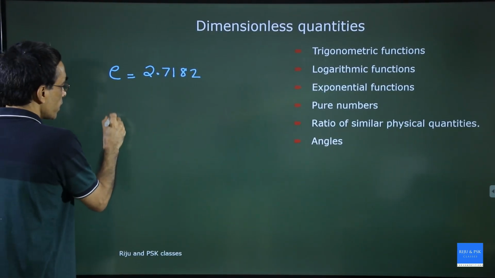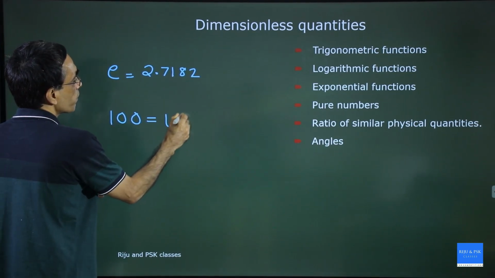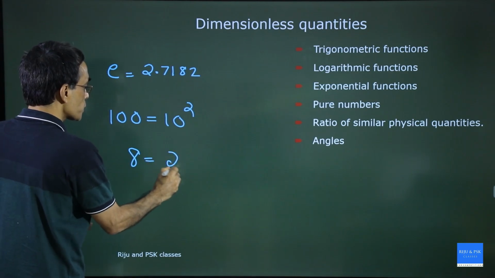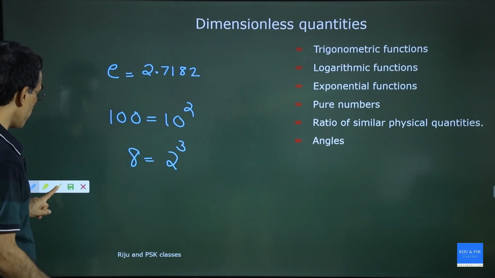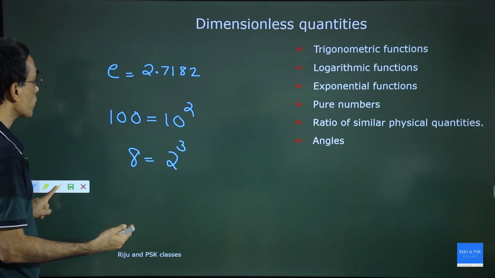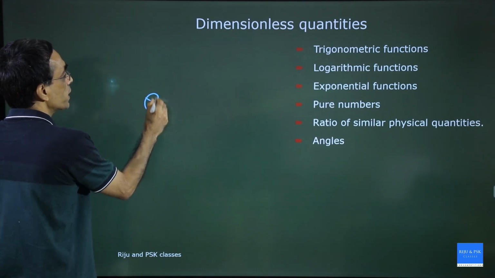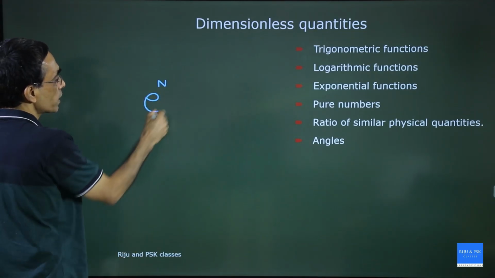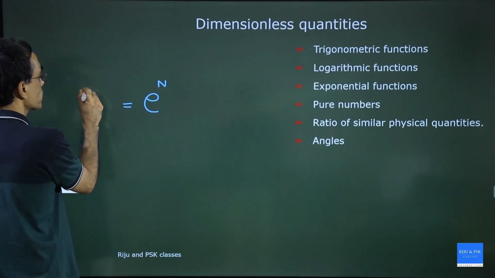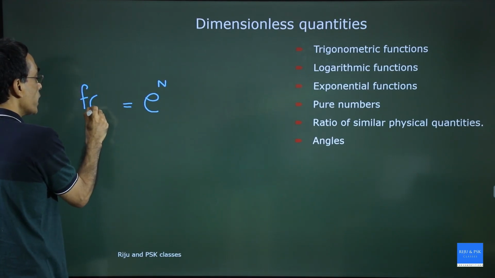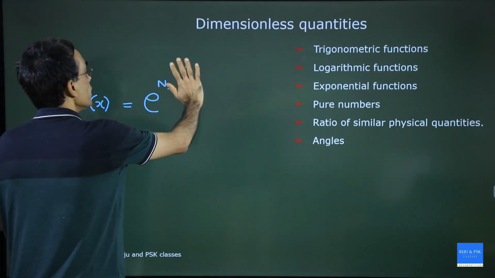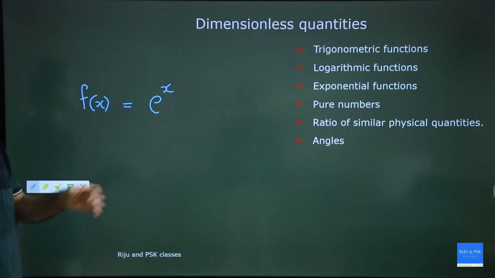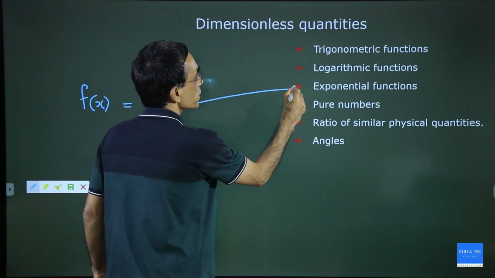Now, just like you can write 100 as 10 to the power 2, or 8 can be written as 2 to the power 3, you can write many functions and equations as a power of e, e to the power something like n. Such functions are known as exponential functions. So we can write f of x as e to the power x. This is a mathematical equation, f of x equal to e raised to x. This is called an exponential function.